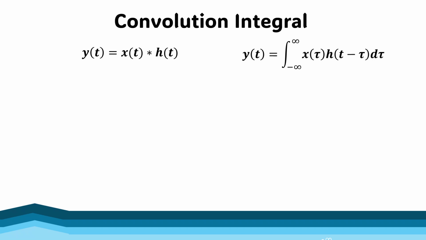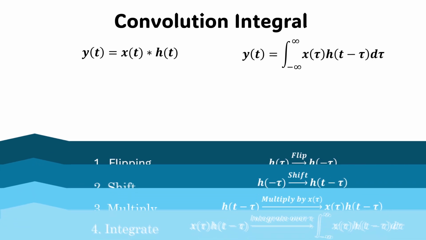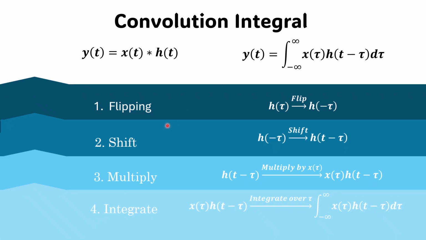The convolution can be calculated in 4 steps. The first step involves the time reversal process, otherwise called as the flipping. In this step, we compute the time reversed signal of the unit impulse response, that is the h of tau. Next, the time reversed signal is shifted. Hence, we obtain the signal h of t minus tau. Thus, the time reversed signal is shifted by t time units.